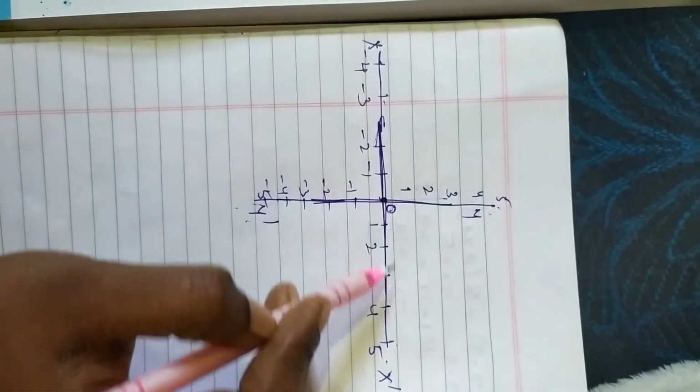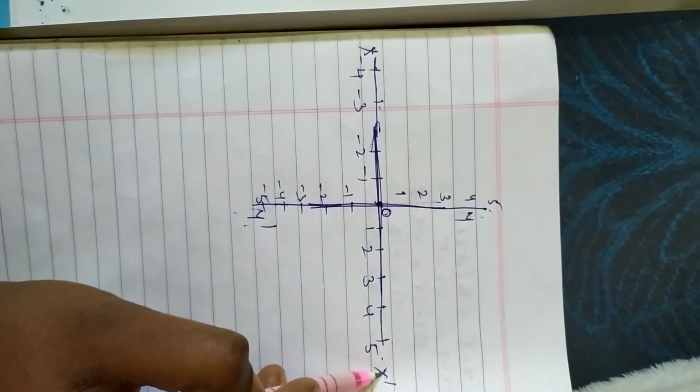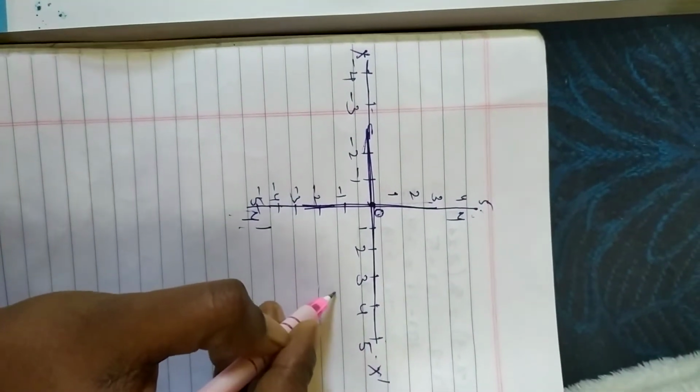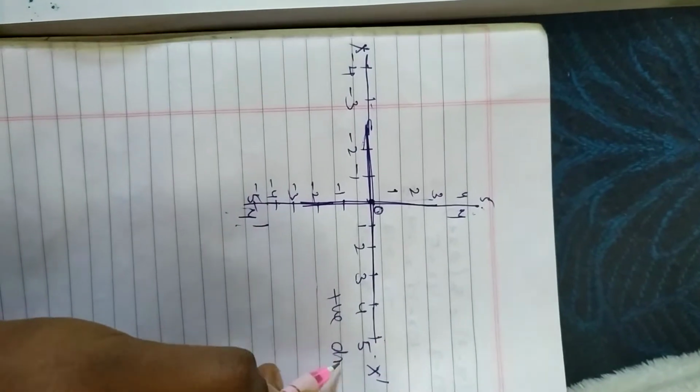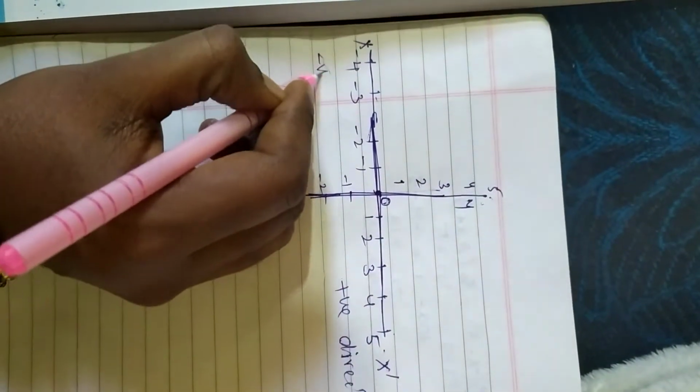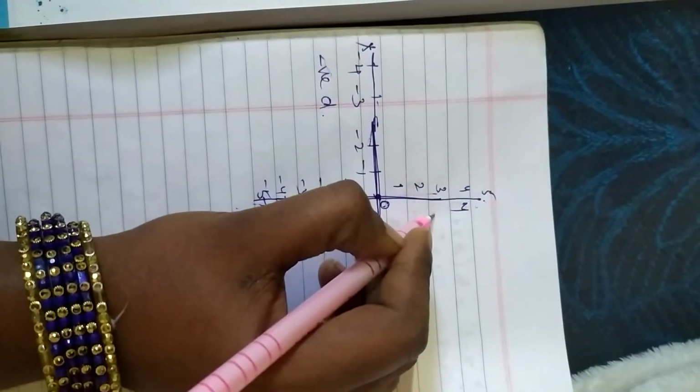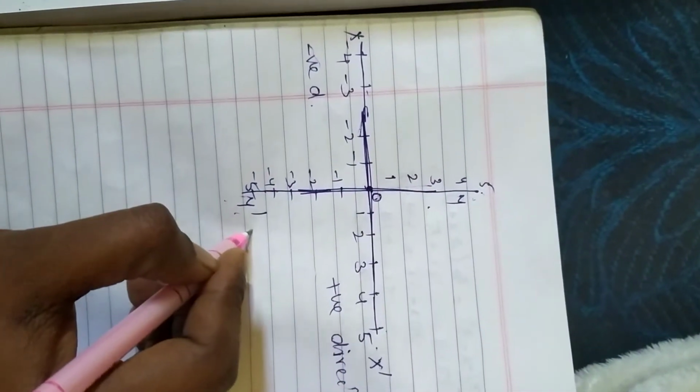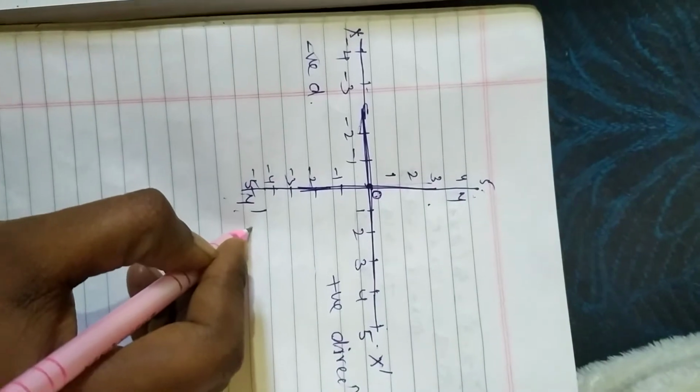Since the positive numbers lie in the direction of O x, it is called the positive direction of the x axis, and this is the negative direction of the x axis. It is the positive direction of the y axis and the negative direction of the y axis.